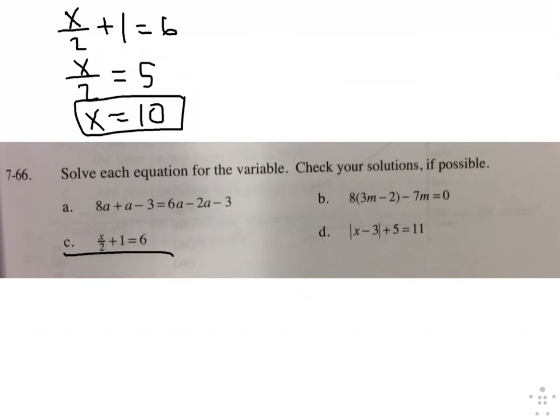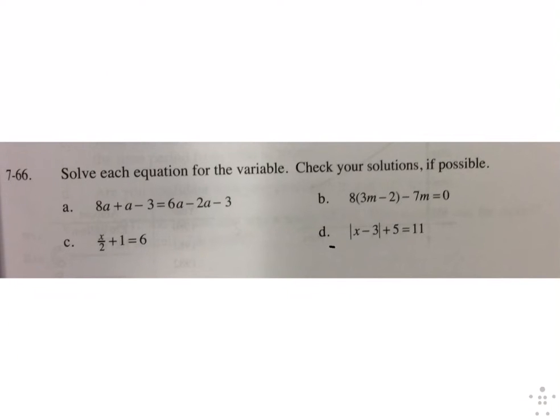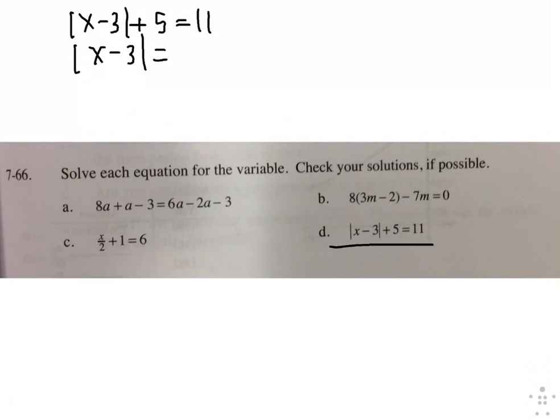D is a little bit trickier. Let me make some room here. We have an absolute value equation. So I have the absolute value of x minus 3, plus 5 equals 11. And if we recall, we want to split it into 2, but we don't want to do so until the left-hand side only has the absolute value. So I'm going to subtract 5 from both sides. So I have the absolute value of x minus 3 equals 6.